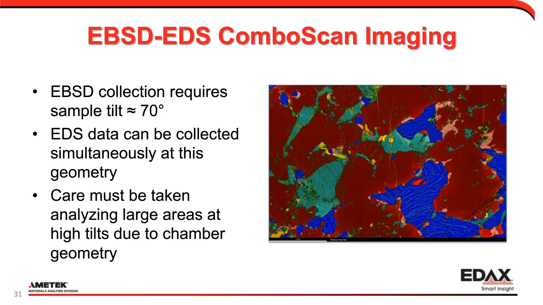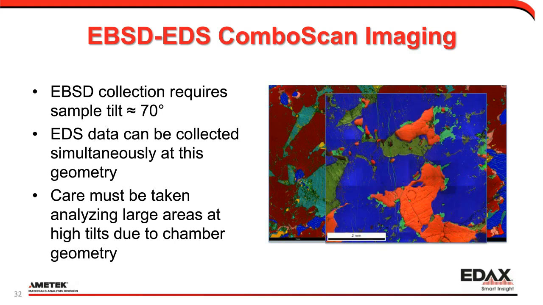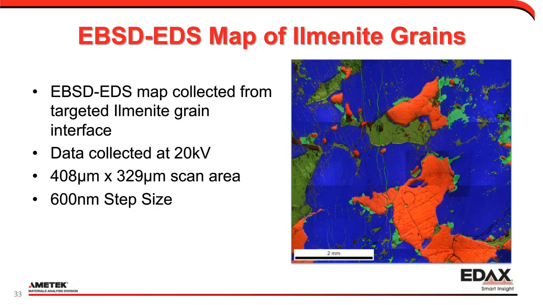And so once we've done here, I can take an EDS EBSD map within the area of interest. We focused on these titanium iron-bearing grains here. And so now we have both EDS and EBSD information. And we can now look and say, let's go and look at the grain structure within the targeted ilmenite grain.